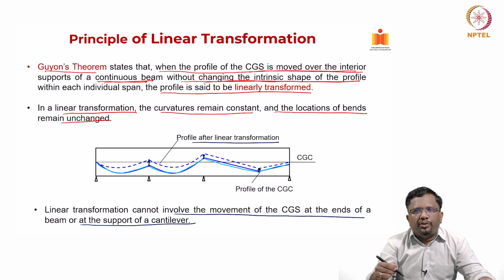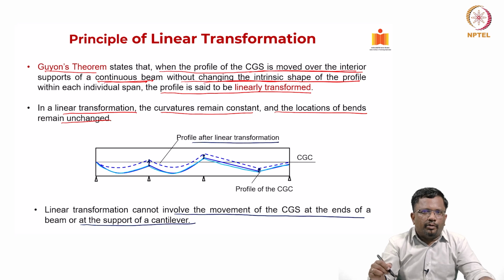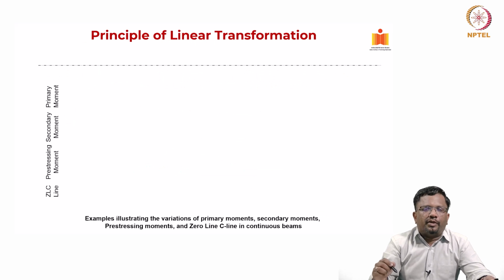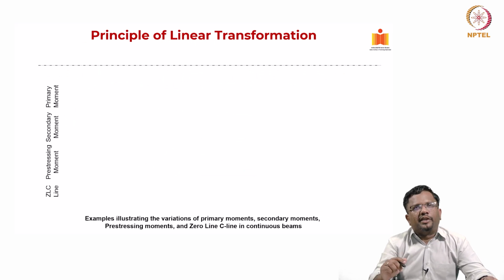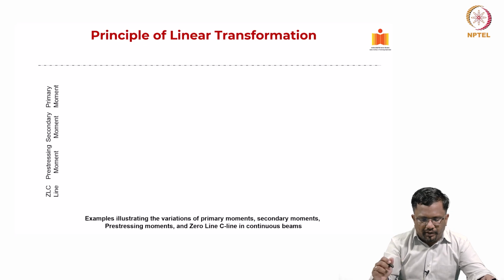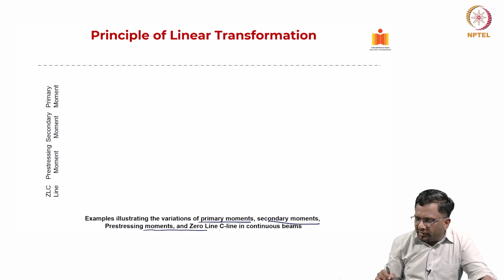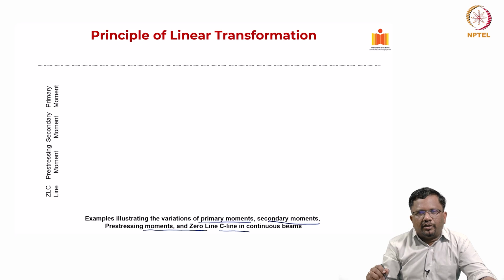So now why do we do that? This is what we are going to study in the next slides. There is something called concordant cable profile. To achieve that concordant cable profile, we typically do this. So now let's look at the principle of linear transformation with 3 examples, okay. This example basically illustrates the variations of primary moments, secondary moments and pre-stressing moments, and there is a thrust line that we talked about even in the last lecture. How do we get that?